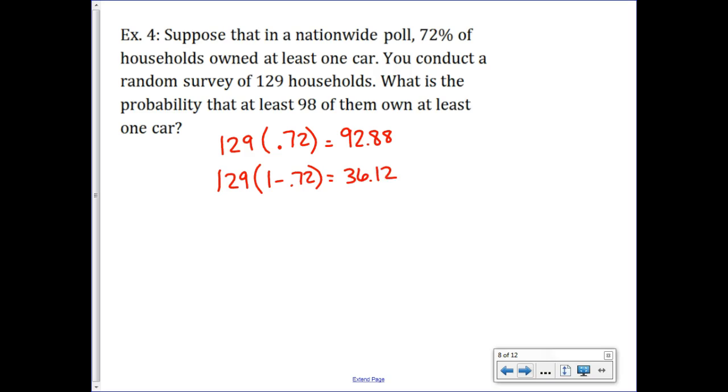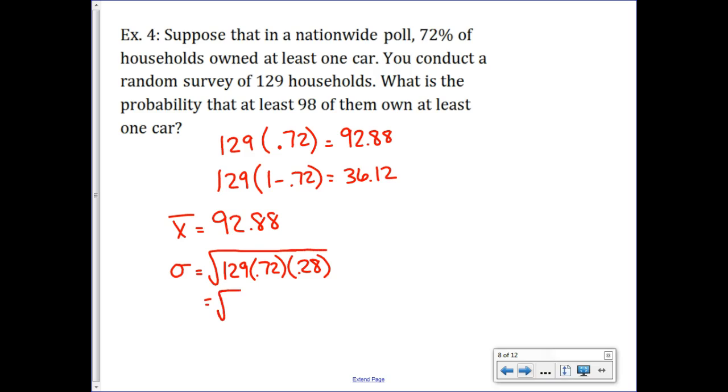So again, we're good. Then our mean is just n times p, which we already did, so that's 92.88. And then our standard deviation is the square root of n times p times 1 minus p. You can write 1 minus 0.72, but we know that's 0.28. So then I get the square root of 26.0064, which is about 5.1.